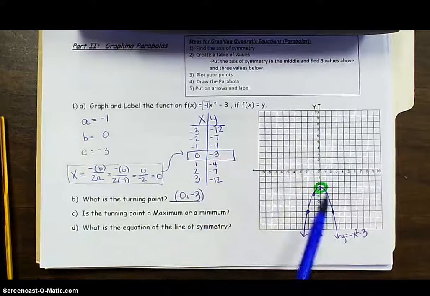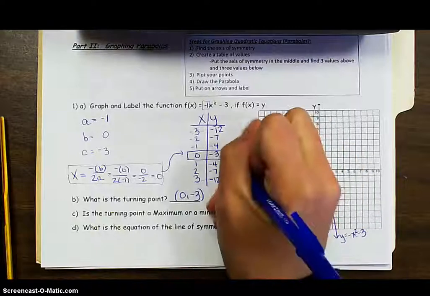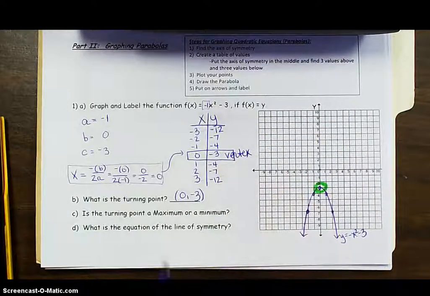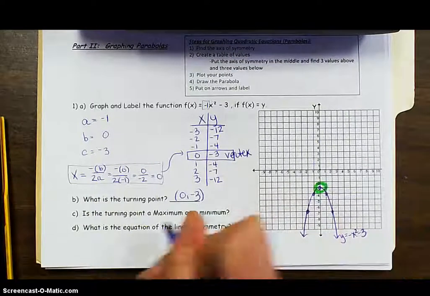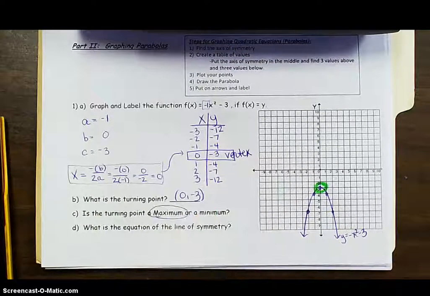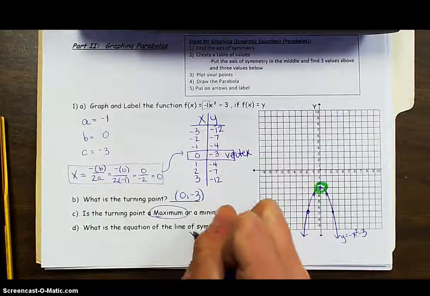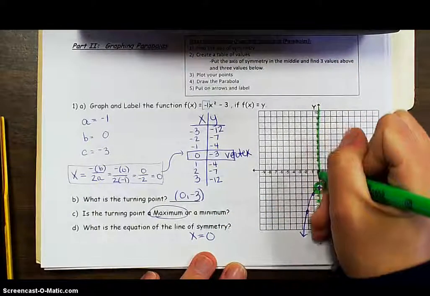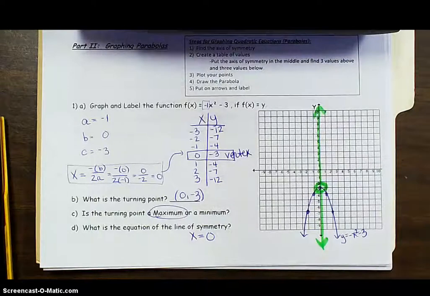Now, what do you notice about the turning point and the middle of our table of values? Well, this is also your turning point or your vertex. So it's the middle in the middle. Is the turning point a maximum or a minimum? Well, it's at the top of the parabola, so it would be a maximum. And what is the equation of the line of symmetry? We found that up here. Our line of symmetry is x equals 0. And x equals 0 would be the y-axis. So this would be our axis of symmetry going right through the middle.